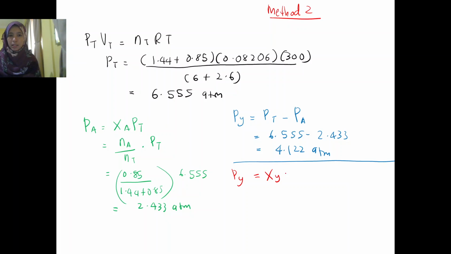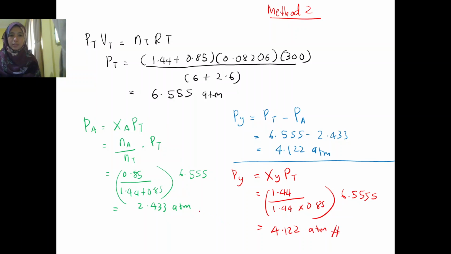Mole fraction Y times PT. So mole fraction Y, mole of Y 1.44 divided by mole total 1.44 plus 0.85. Okay, sepatutnya jawapannya samalah, times 6.555 P total, 4.122 atm. Okay, any method should be okay.